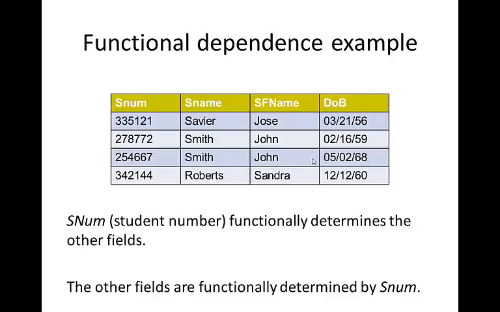Conversely, if I have a date of birth, there may potentially be many students who share the same date of birth. There may be many students who share the same surname, even many students who have the same forename, surname, and date of birth. We cannot guarantee that we will only ever get one student through that combination. So in this case, student number functionally determines the other data. So this is our candidate key, and we can use that as our primary key.